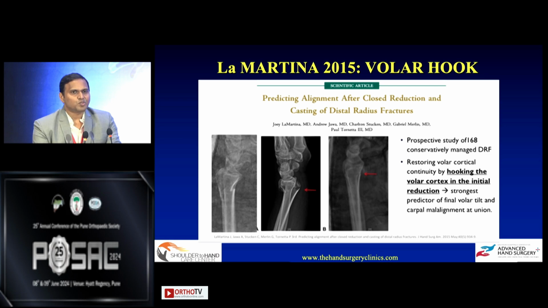Lamartina in 2015 published a paper where they describe the hook sign. They say that restoring volar cortical continuity by hooking the volar cortex in the initial reduction is the strongest predictor of the final volar tilt and carpal malalignment at union.